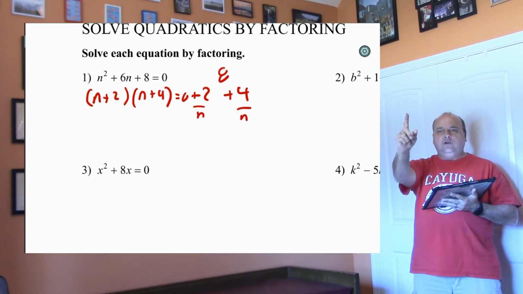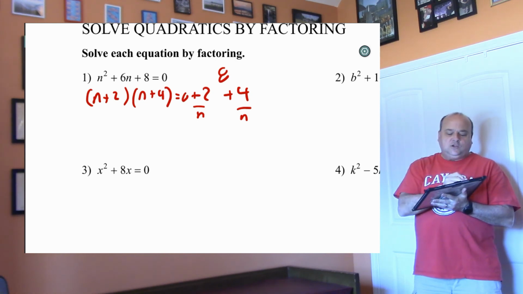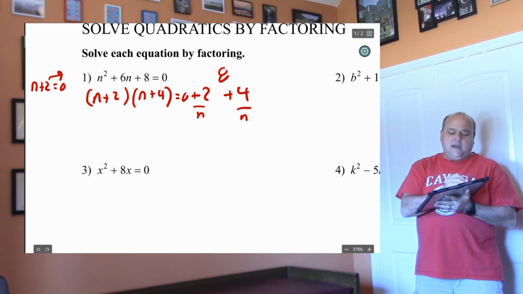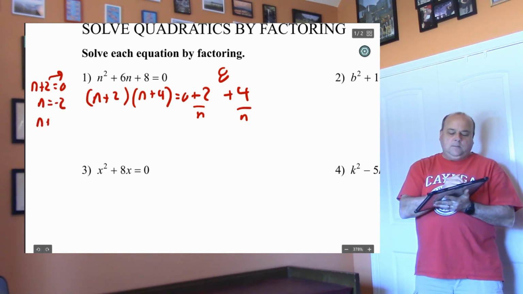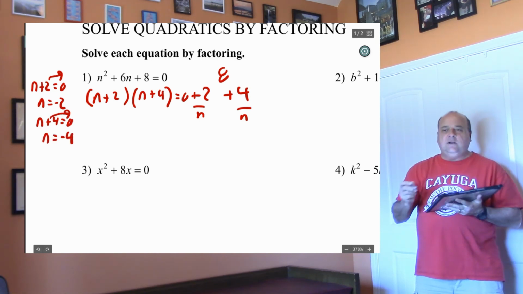Now then, we'll do this a couple of times. So over to the left, write down n plus 2 equals 0. If you do that, move the 2 across, you get n equal negative 2, don't you? Write down n plus 4 equals 0. Move the 4 over, we would get n equal negative 4.